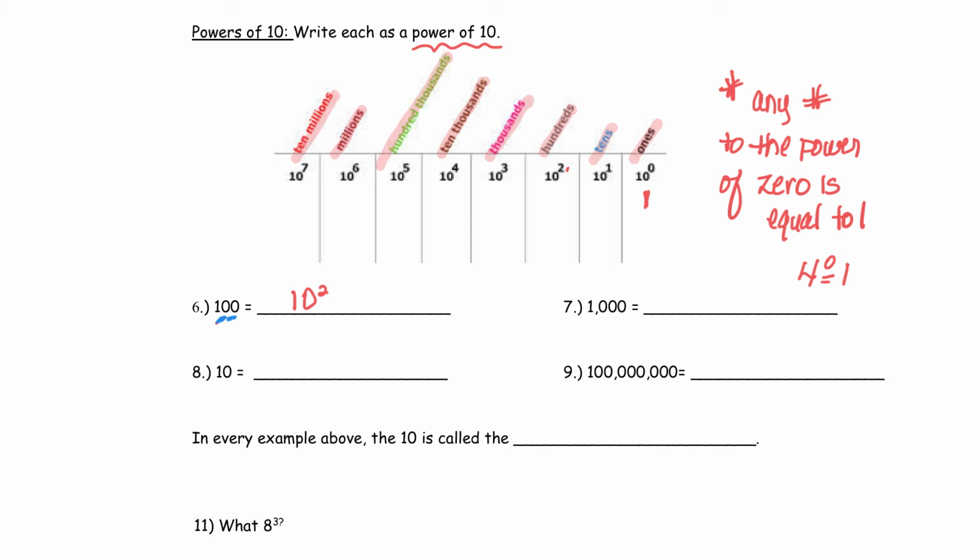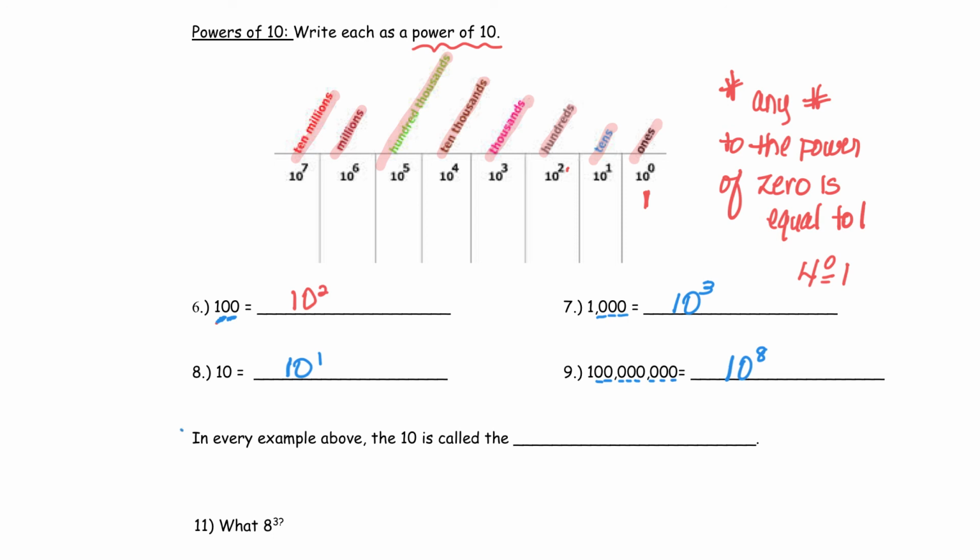So look at number 7. Number 7 has 1, 2, 3 zeros. So I would have 10 to the power of 3. You got it. How about number 8? Number 8 is 10. So that would be 10 to the first power. And lastly, number 9, 1, 2, 3, 4, 5, 6, 7, 8. That would be 10 to the 8th power.